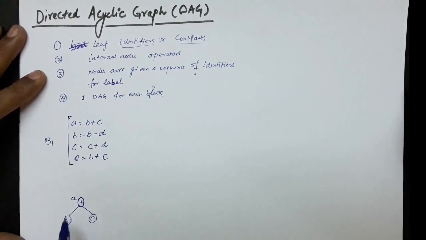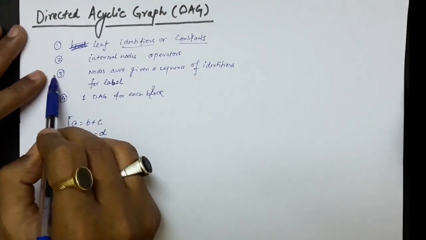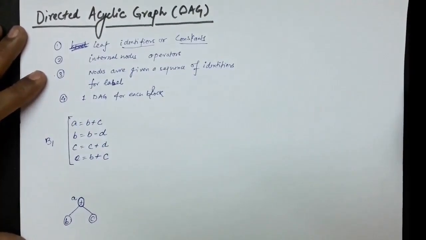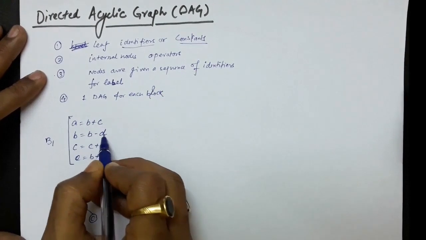So we have assigned the label A on this node. So this is the third point here. Nodes are given a sequence of identifiers for label. Okay, so a name has been assigned to this particular node. Now after this the operation is B minus D.